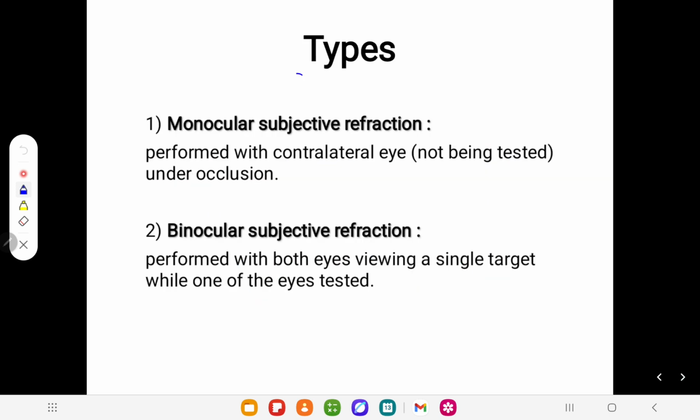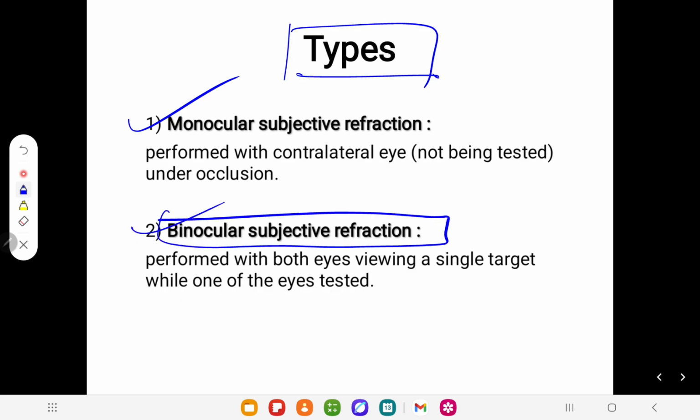so in subjective refraction there are two types, monocular and binocular subjective refraction. I will talk about binocular subjective refraction after finishing monocular subjective refraction. In this case, I'm again telling you, monocular subjective refraction is done when the other eye is occluded. The other eye is completely occluded. Only one eye is tested. That's monocular subjective refraction.